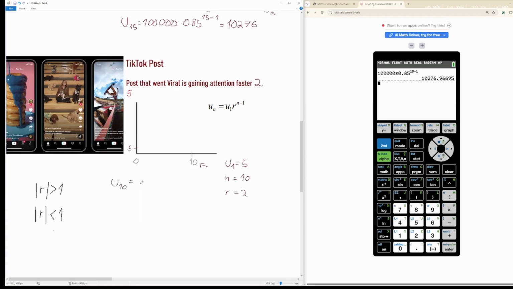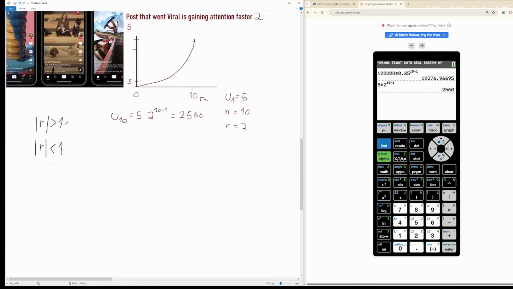u10 equals 5 times 2 to the power of 10 minus 1. Then we plug it in. And we get that in the 10th minute, it has a total of 2,056 likes. We can draw that here. And you can also understand this from a graph: because a geometric sequence is modeled as an exponential graph, the growth of the likes is also exponential, meaning that it goes up faster than the time period.